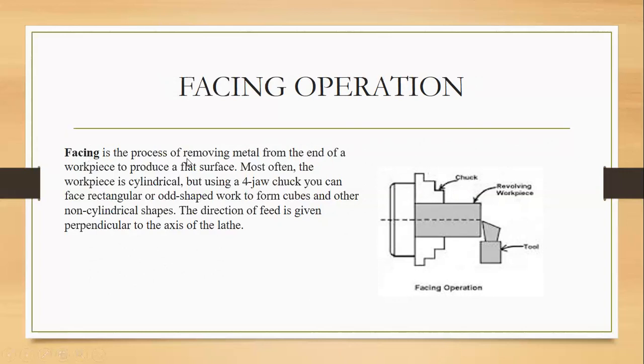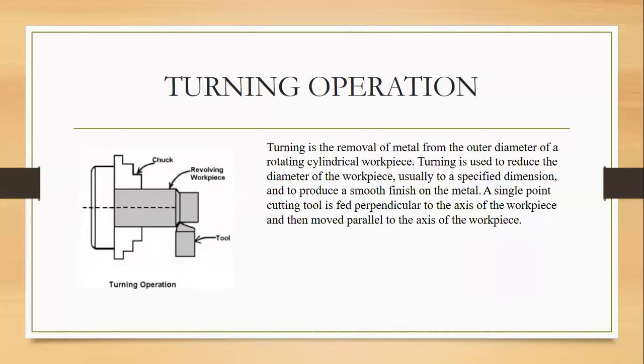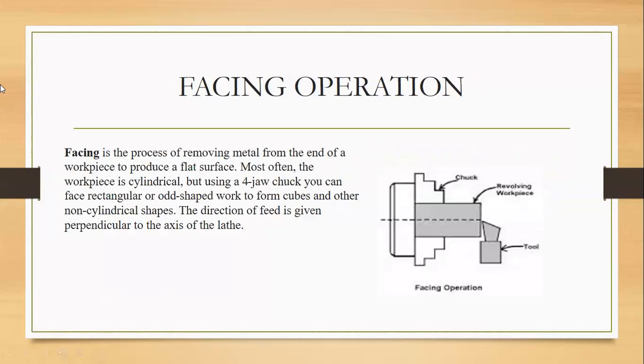In the lathe, we use cylindrical objects only. All the objects are in cylindrical shape. So facing is the process of removing metal at the end of the workpiece. The material is removed from the end of the workpiece. That's why the length is reduced, to produce a flat surface. If you remove the material at the end, we produce a flat surface.